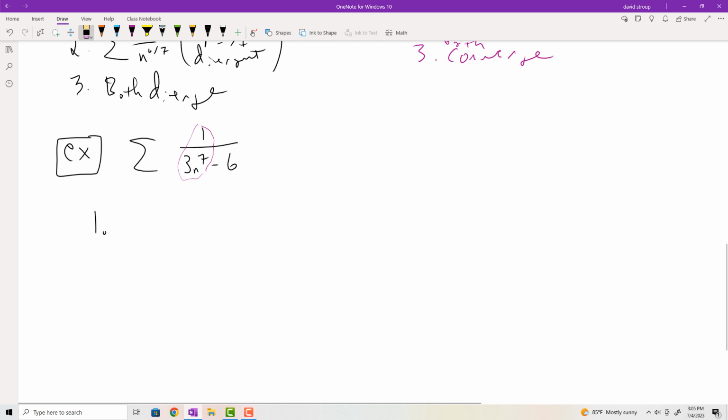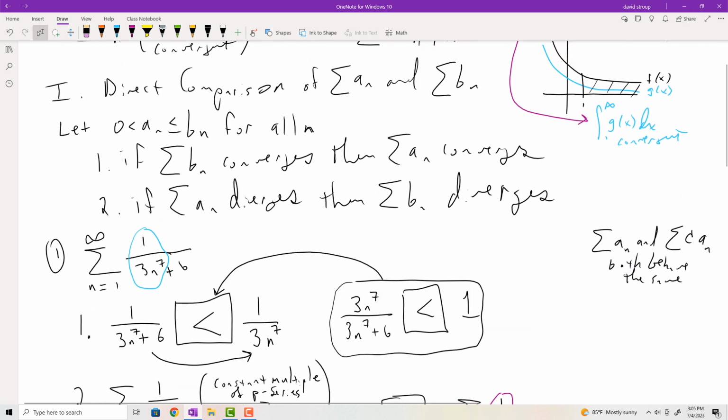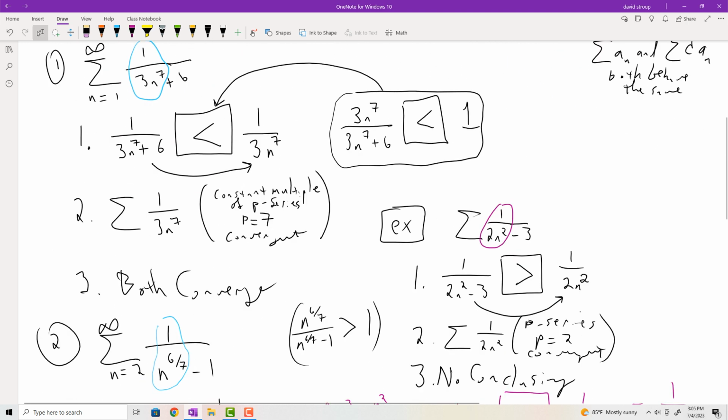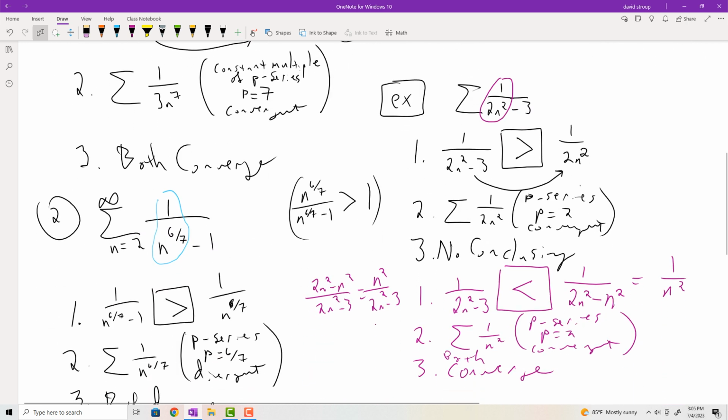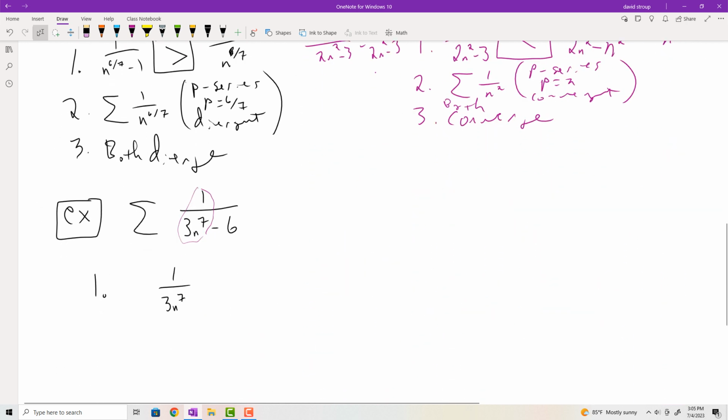So let's put this as 1 all over 3n to the 7th. Whoops. And you don't really write the summation when you're doing it. It's just the comparison of the terms. It's not the comparison of the series. So if you look back to the original definition of the problem, you don't see a summation symbol in there. And you won't see the summation symbol in any of my first steps. Okay? It's only comparison of the terms of the series. It's not the comparison of the series itself.